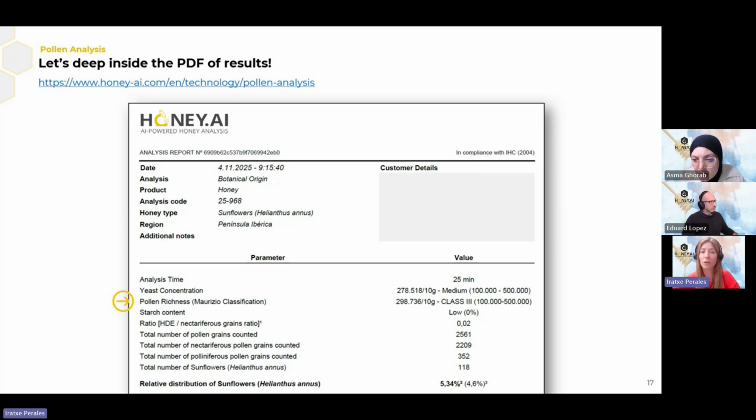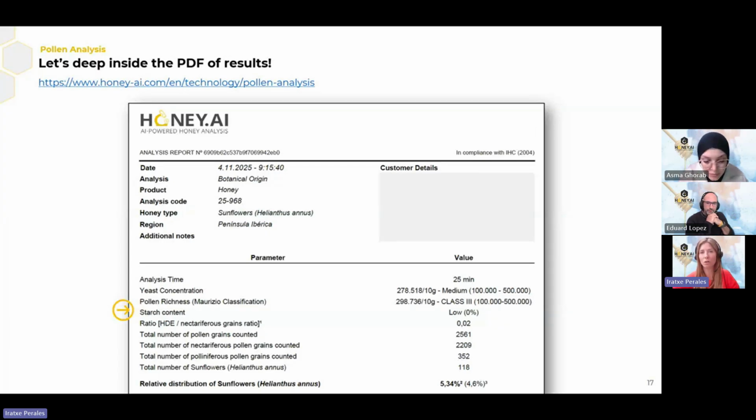Pollen richness, this is very important. With the pollen richness, we can classify, with Mauricio's levels and ranges, which honey you have. It tells you the amount of pollen grains that you have in your sample. So it tells you how concentrated or pure it is, but it also depends on the type of monofloral that you are analyzing. The starch content is also very important.